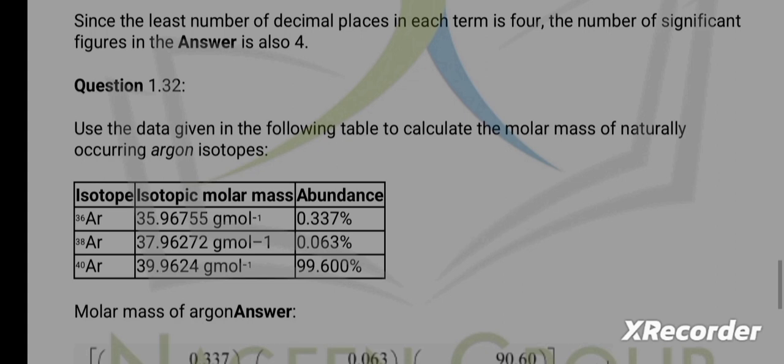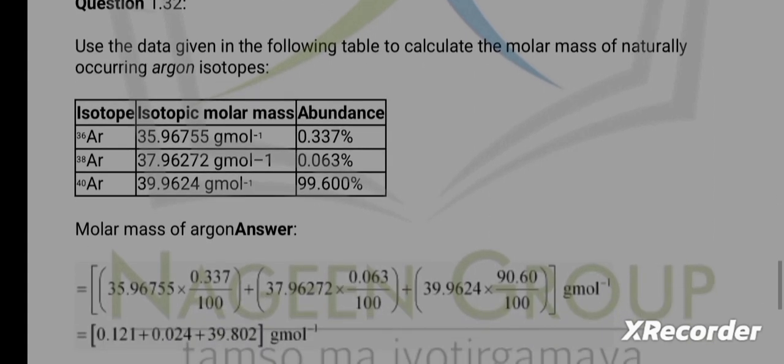Now question number 32. Use the data given in the following table to calculate the molar mass of naturally occurring argon isotopes. Now here are the three isotopes of argon: argon 36, argon 38, argon 40, with argon 36 having molar mass 35.96, argon 38 having mass 37.96, and argon 40 having mass 39.96, with percentage of abundance 0.337%, 0.063%, and 99.600%. So by following this data we can easily calculate the molar mass of argon.